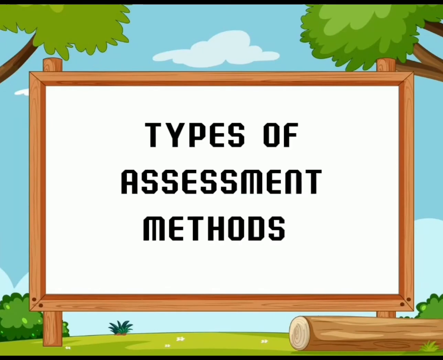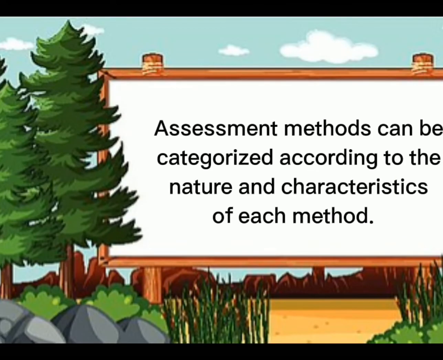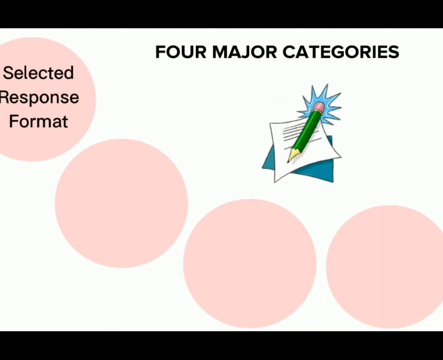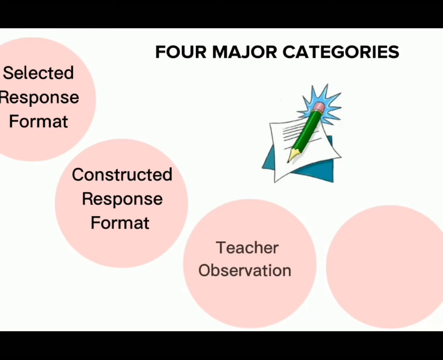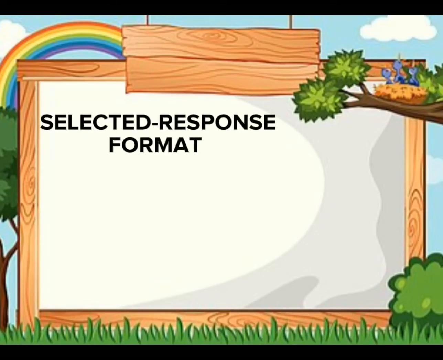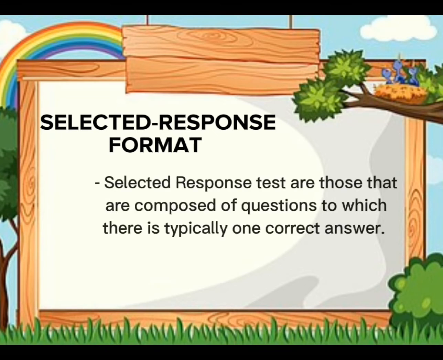Types of assessment methods. Assessment methods can be categorized according to the nature and characteristics of each method. Macmillan, in 2007, identified four major categories: the selected response format, constructed response format, teacher observation, and student self-assessment. So first is the selected response format.